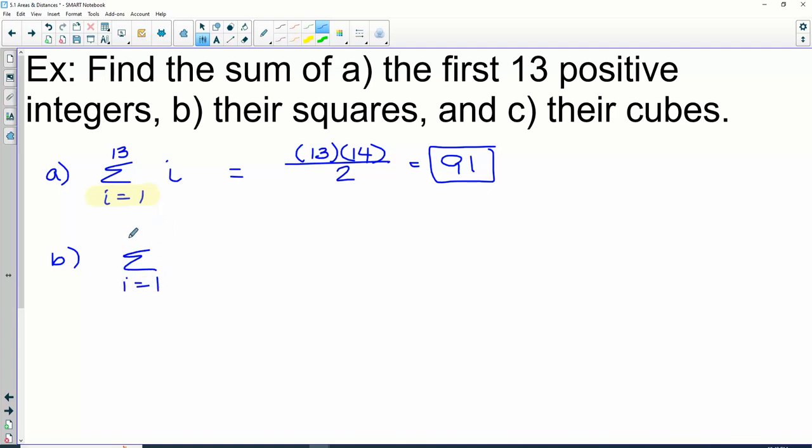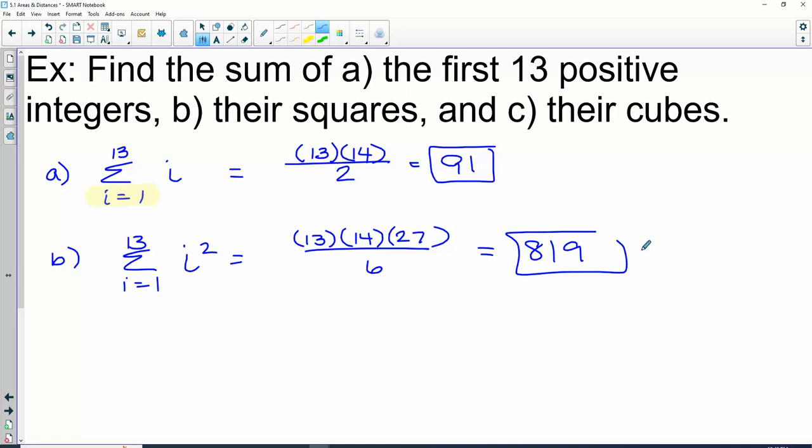All right, we're doing the first 13 squares. So what's the square formula? My n is 13, times (n plus 1), which is 14, times (2n plus 1), over 6. What do we get? But isn't that so much faster than typing in 1 squared plus 2 squared plus 3 squared?